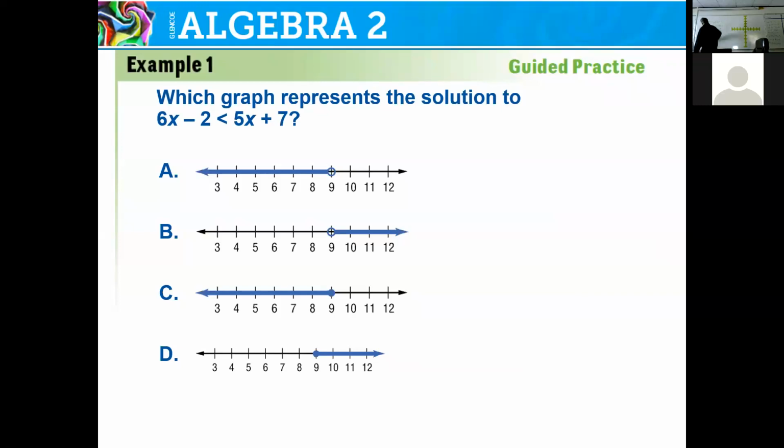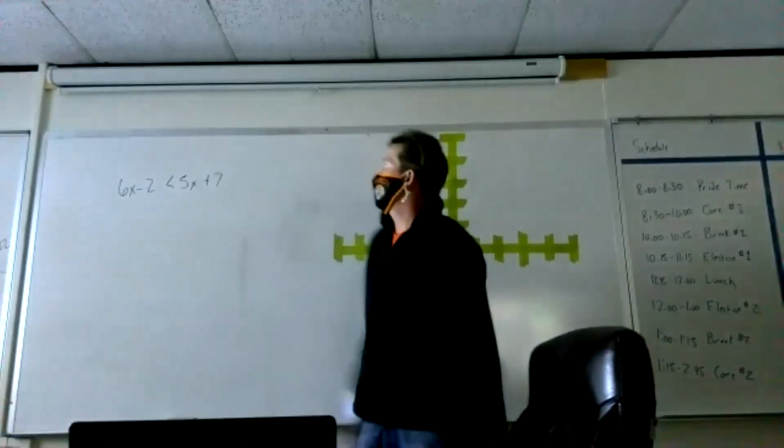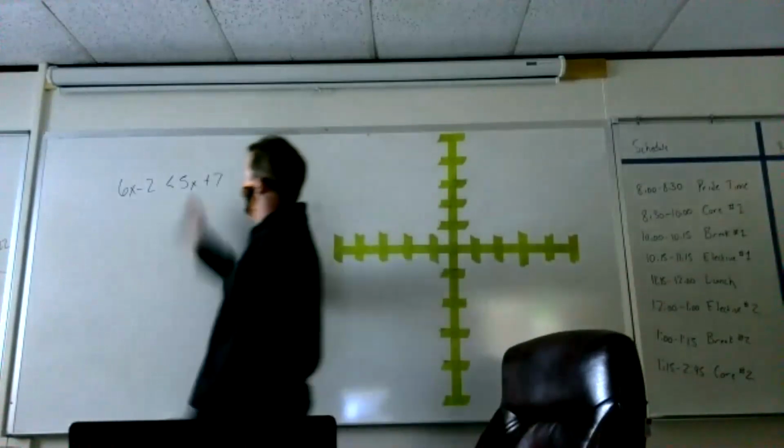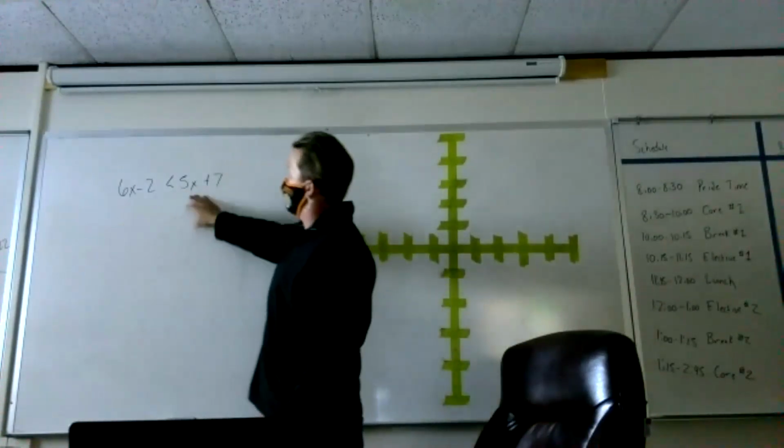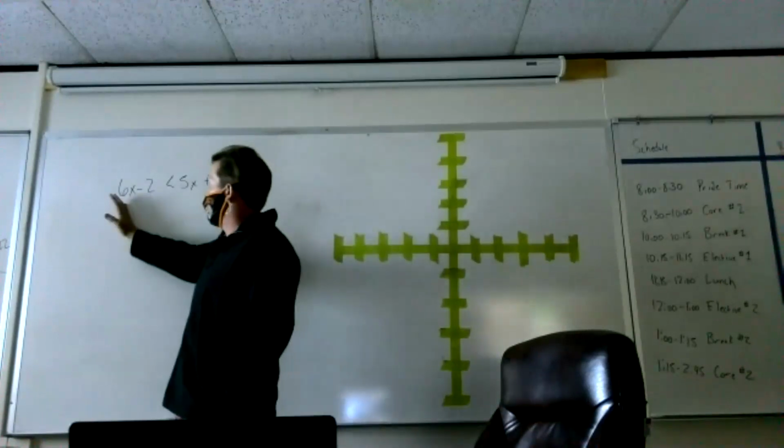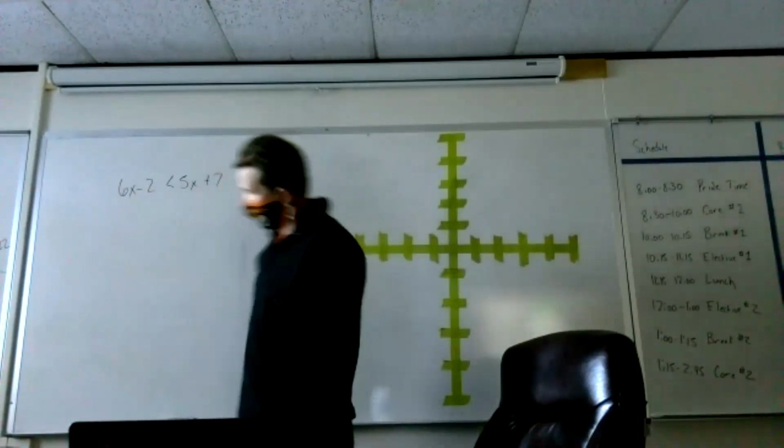So here we have a multiple choice. It says, which graph represents the solution to 6x minus 2 is less than 5x plus 7. So once again, I'm going to write my original inequality down and proceed to solve it by just isolating my variable on one side. The first step is pick which side I'm going to have my variable on. Since I have a positive 6x and a positive 5x, I'm going to bring this 5x over to this side and this minus 2 over to this side.